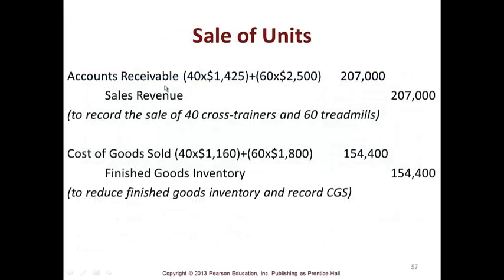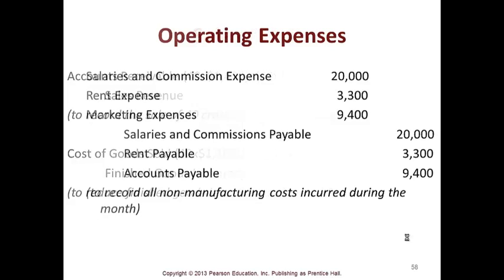Then when you sell them, your sales revenue comes in at the price that you sell them for. So you sold 40 at $1,425 and 60 of them at $2,500. So you recorded the 40 cross trainers and 60 treadmills. The cost of goods sold was the cost. So there's the 60 at the 1,800 and you had 40 of these right there. So notice that your cost is less than your sales, so that's a good thing. So this is to reduce your finished goods inventory and record your cost of goods sold.